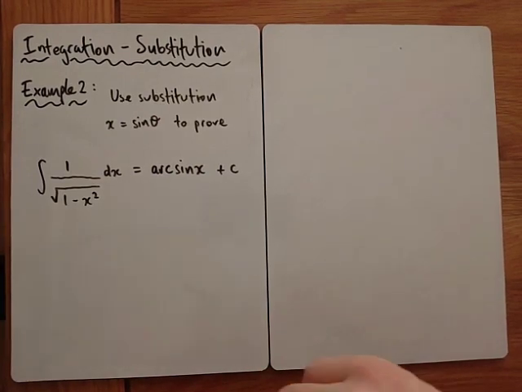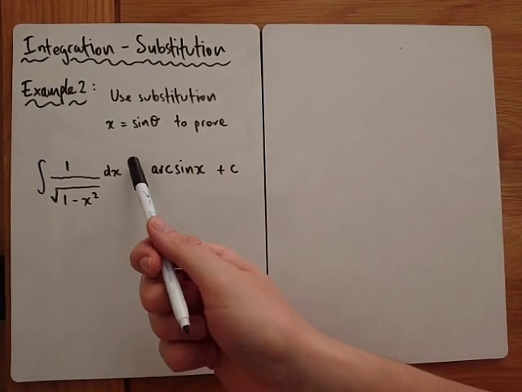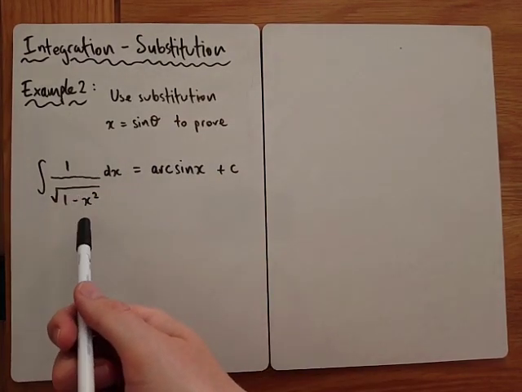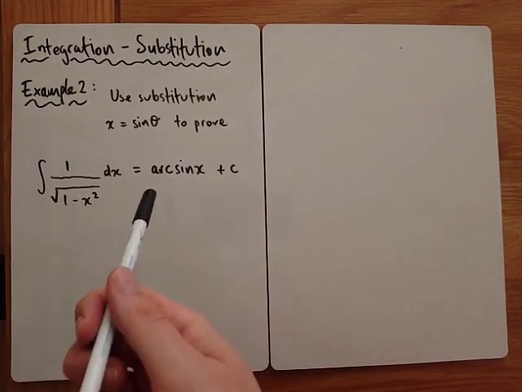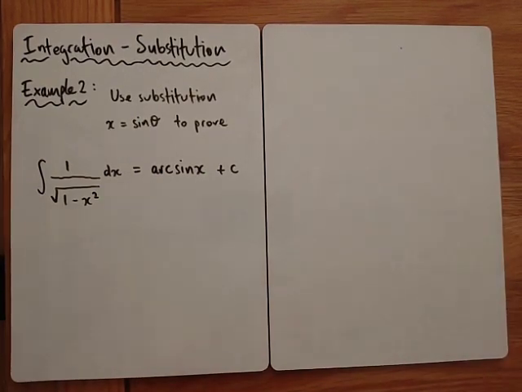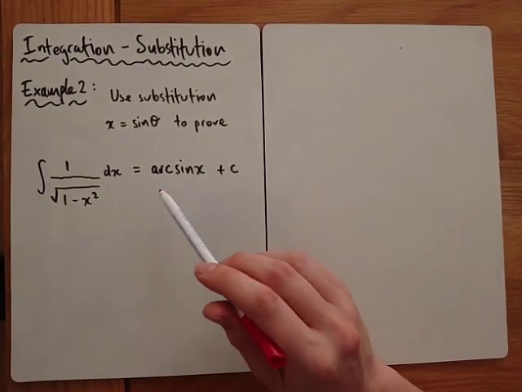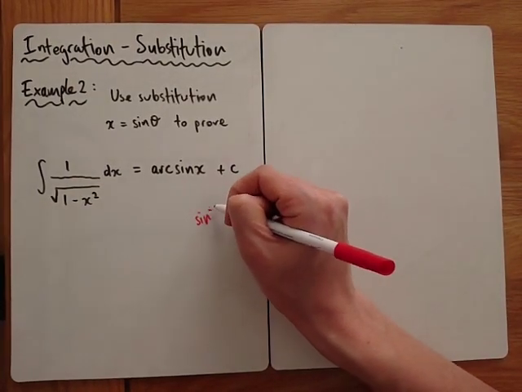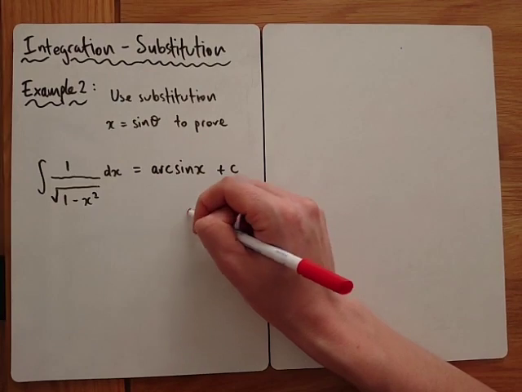Example 2 says use the substitution x equals sine theta to prove the integral of 1 over the square root of 1 minus x squared with respect to x is equal to arc sine of x. If you've not seen arc sine of x before, that's just the same as sine inverse. You might see it written as sine to the minus 1 of x.